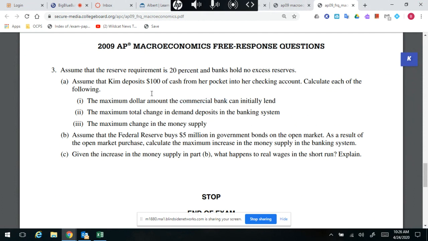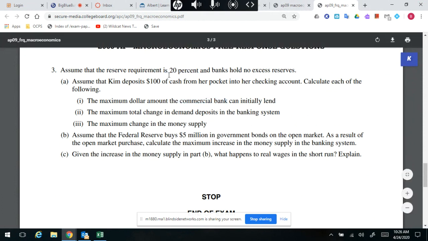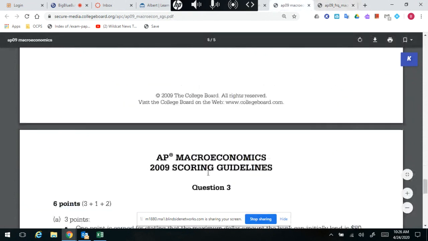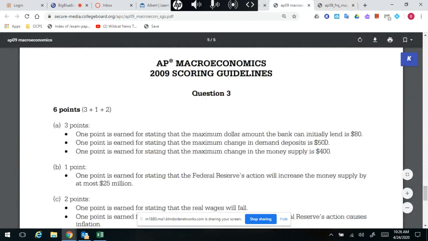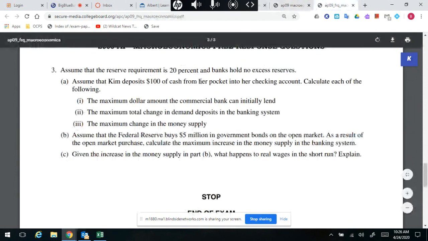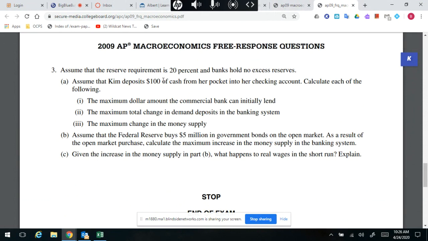The bank has to hold on to a percentage of this deposit. They have to hold on to 20% of that deposit, and then they can lend out the remaining 80%, or $80. Remember, banks only have to hold on to a percent there, so 20% of the deposit, your $20. They can lend out the remaining excess reserves of 80.